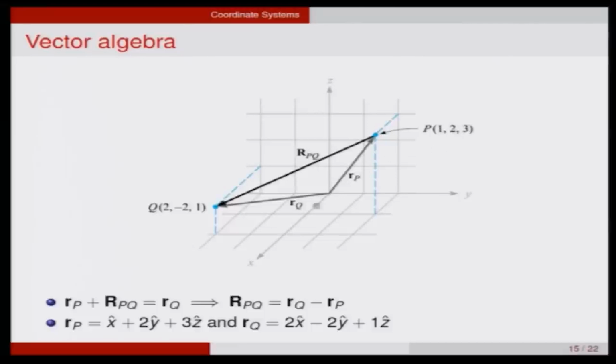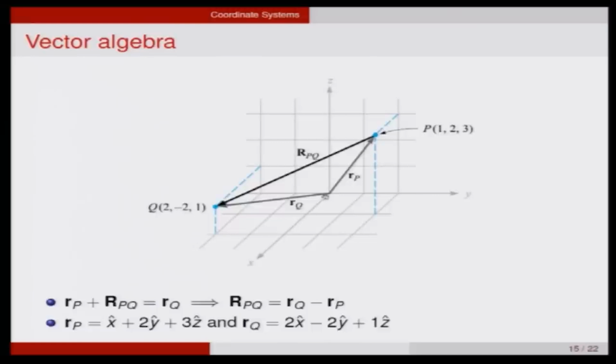I move 1 unit along x, 2 units along y, and then 3 units along z, right. So I get to the point P, which is 1 unit along x, 2 units along y and 3 units along z. So this point is described equivalently by a vector rp. Please note that this point in space, which has coordinates 1, 2, 3, can be equivalently defined by this vector rp, okay.